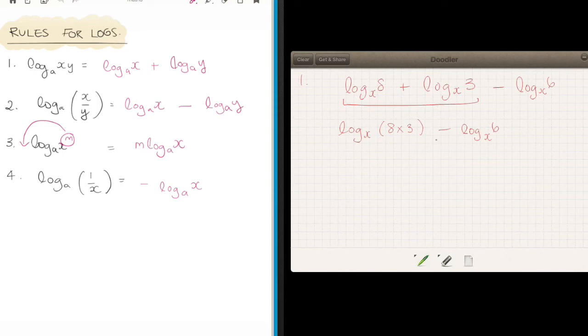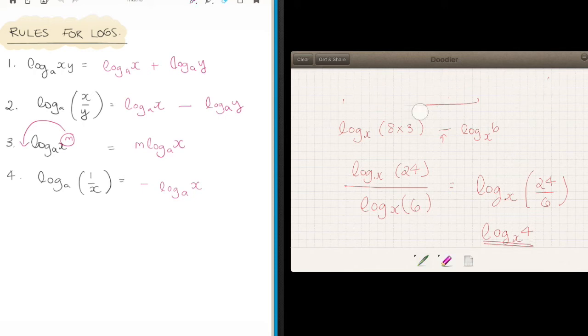Well, we know that the subtraction means division actually when it is reversed here. So it will just be log of x 24 divided by log x 6. Further on, you can just make this log x 24 by 6 and then simplify that to log x 4. So this will be your answer.